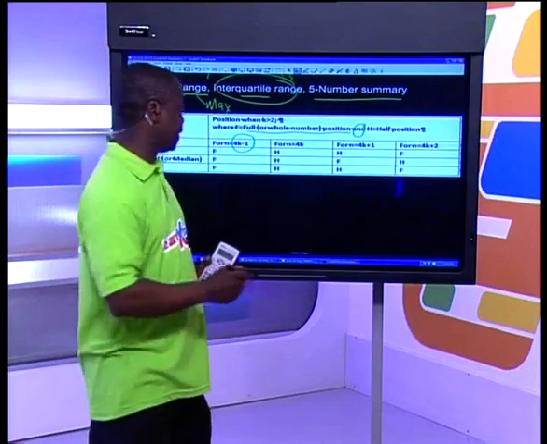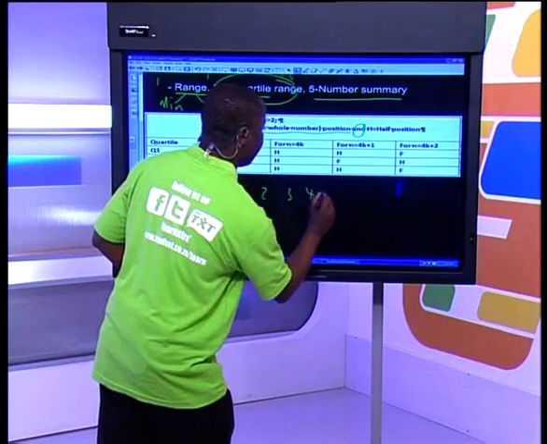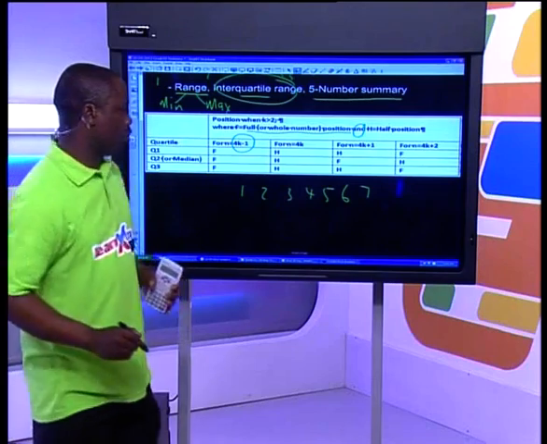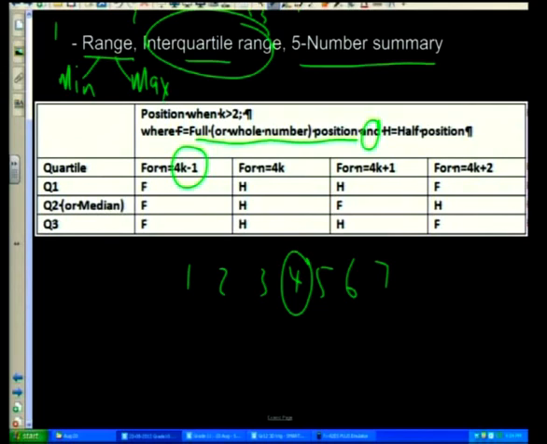For 7, for instance, if we have, let's say, 1, 2, 3, 4, 5, 6, 7, the median or quartile number 2 of those positions will be at position 4. And the first quartile will be at position 2, and the third quartile will be at position 6. So there's Q1, the position of quartile 1 will be there, position of quartile 2. Remember, this is the median.